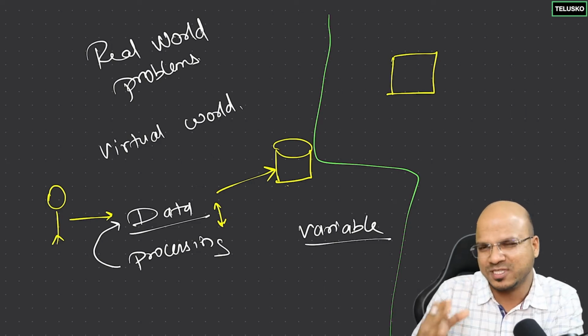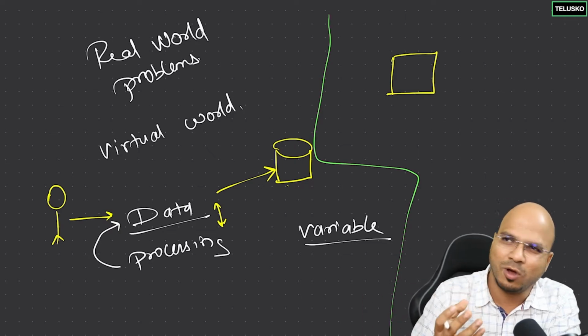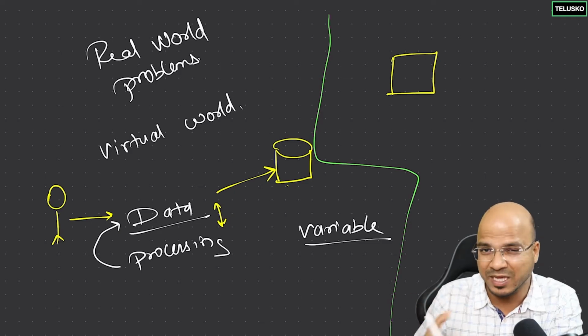Now, I'm not talking specifically about Java. In general, when you say you want to store data, you will store it in a box, and that box will have a type to it. It can be of type numbers, it can be of type text or image or video.